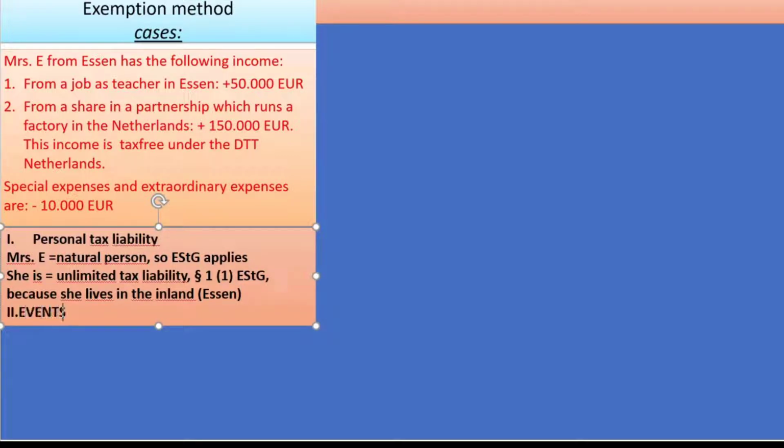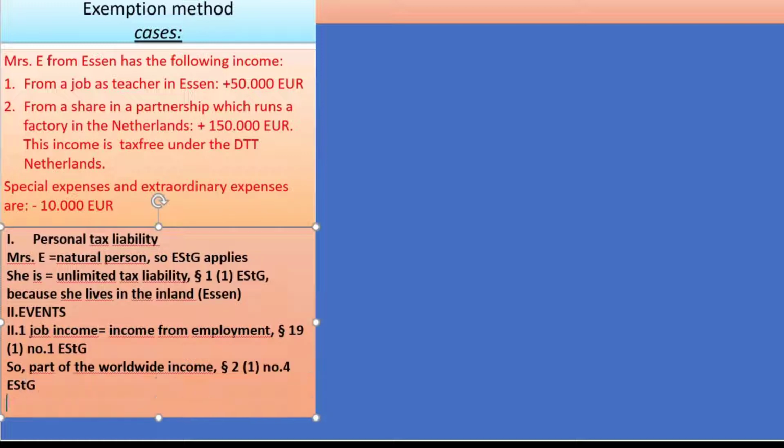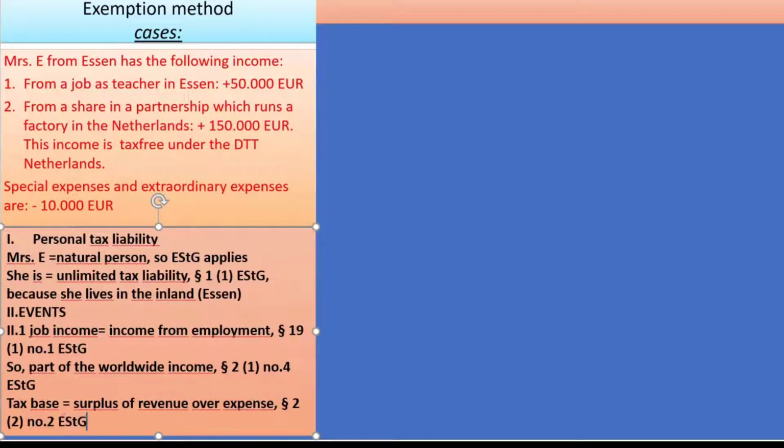Now, the events. 2.1. Job income is income from employment. That's paragraph 19.1, number 1 ESTG. Current salary is income from employment. So that's a part of the worldwide income. If we want to confirm that, the tax base which is needed is the surplus of revenue over expense, for those who want to know it, and for the others who don't want to, here given as 50,000 positive.